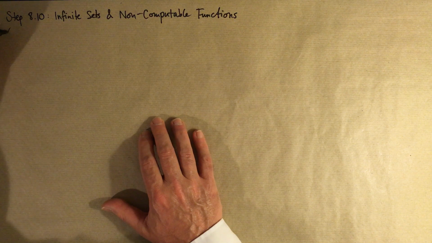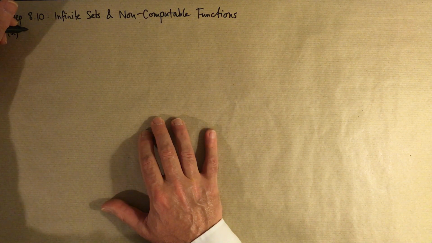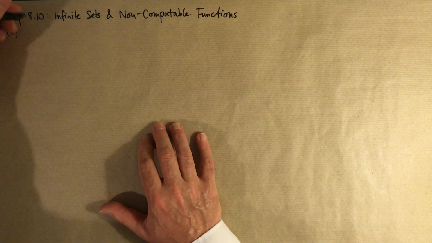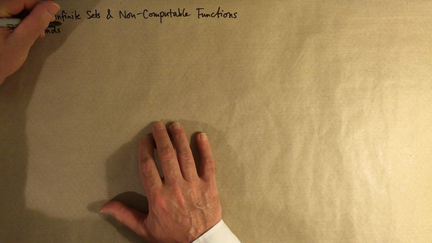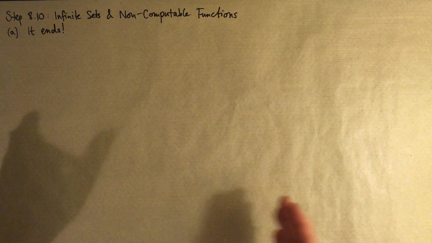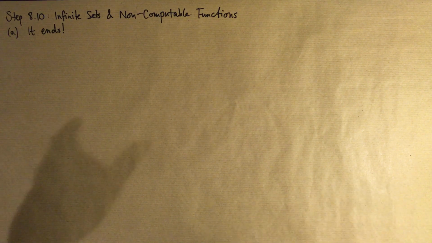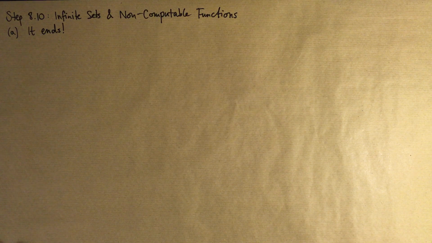So the first one, in part A, you're asked to define what is meant by a finite set. Basically, a finite set is one where if you try to list the elements, you will stop. So basically, it ends. They may go on for a very long time, but if you've got enough time at your disposal, you will eventually end.